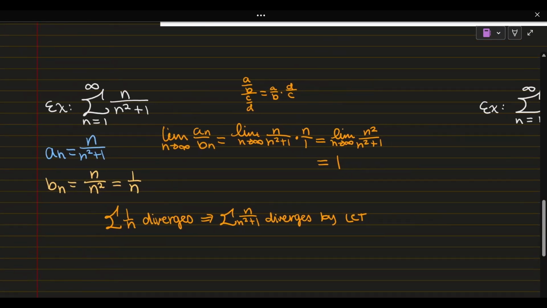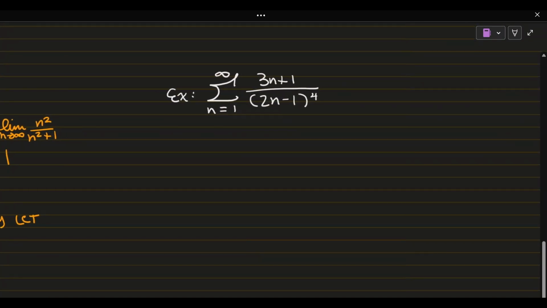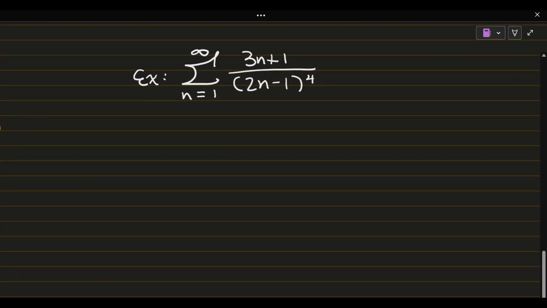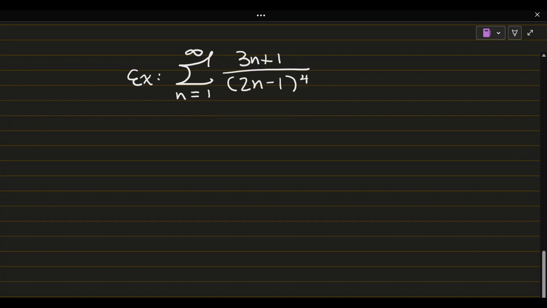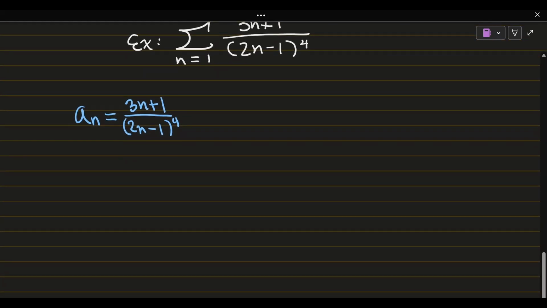Okay, good. So moving on, let's look at the sum from n equals 1 to infinity of 3n plus 1 over 2n minus 1 to the 4th. Okay, so my an is going to be 3n plus 1 over 2n minus 1 to the 4th. How about we pick bn to be 1 over n cubed? If I pick bn to be 1 over n cubed, I know the convergence of this. This is going to converge by p-series.